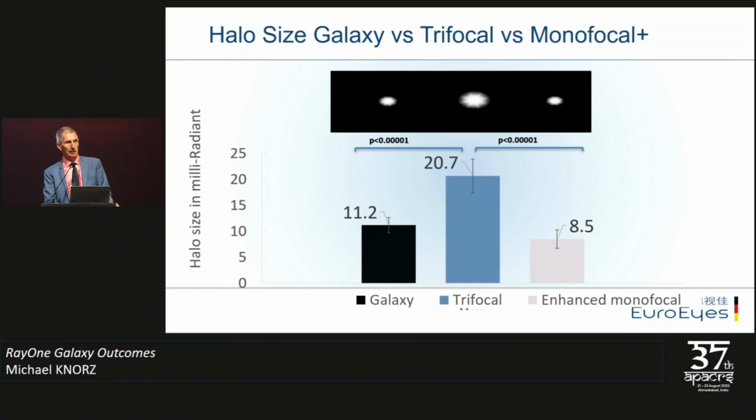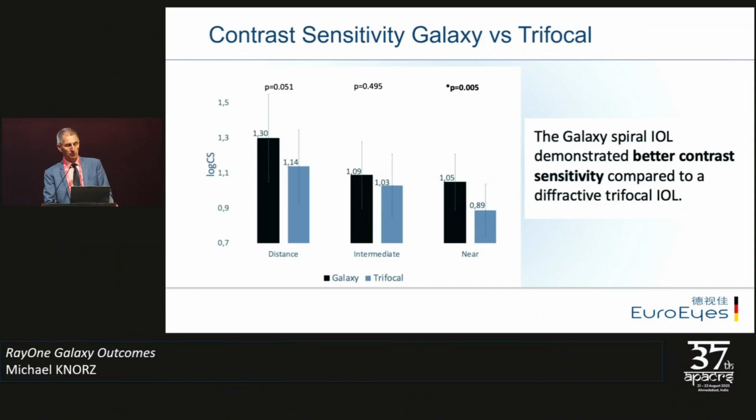But there's a much larger halo with a trifocal lens. So there is a difference which can be proved objectively as well. Contrast sensitivity, again, you can see that contrast sensitivity is better with the Galaxy than with the trifocal. The same thing Dr. Ganesh has just showed us.